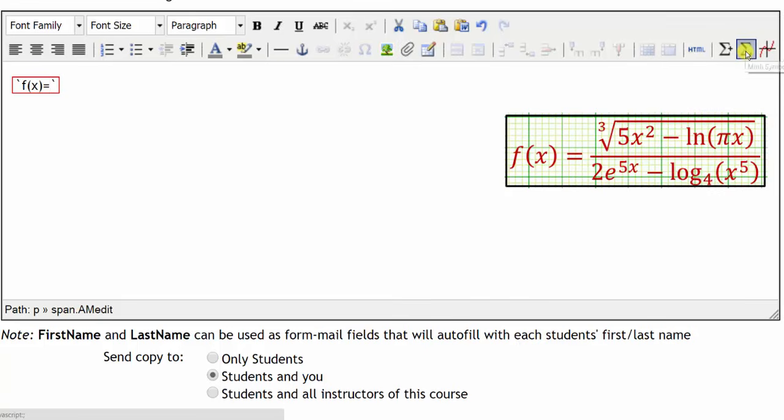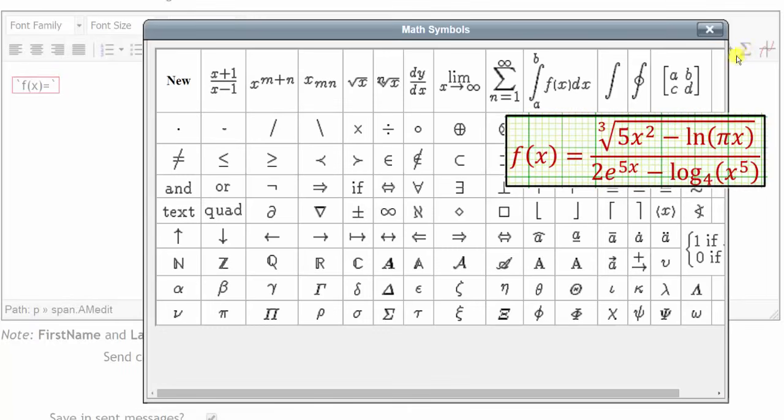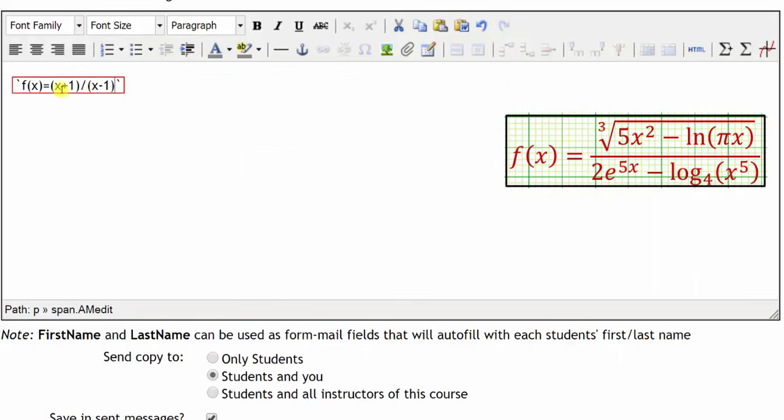So we'll click on the sigma tool, and notice how here we have a fraction where x plus 1 is in the numerator and x minus 1 is in the denominator. So we'll click on this, and now what we'll do is we'll edit this. So let's clear the x plus 1, and we'll enter the numerator of our function within these parentheses. So notice how we have the cube root of the quantity 5x squared minus natural log pi x.